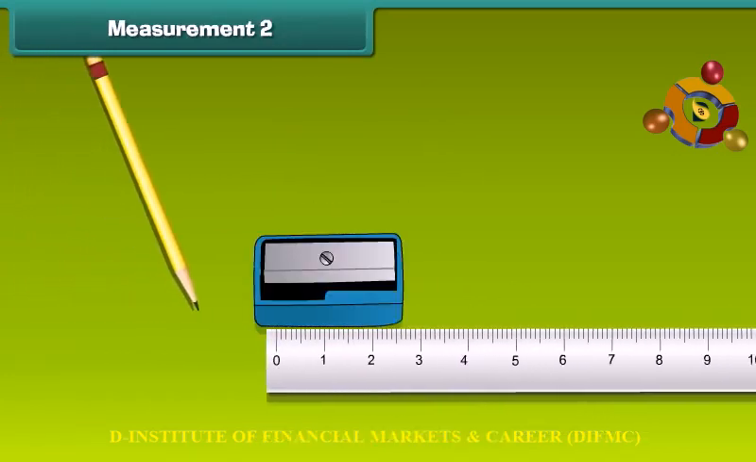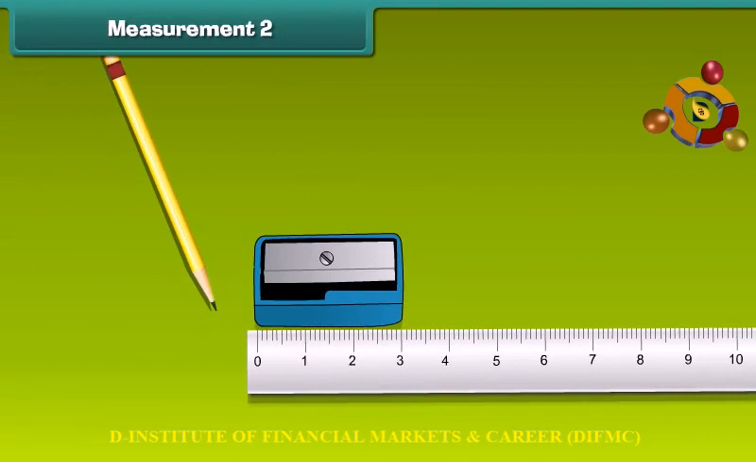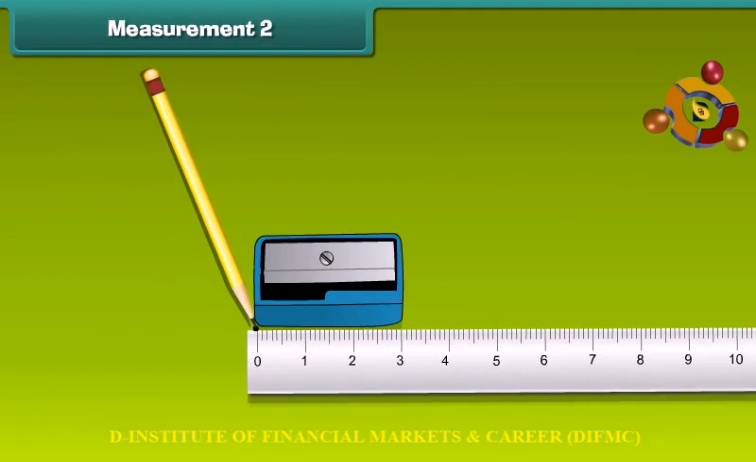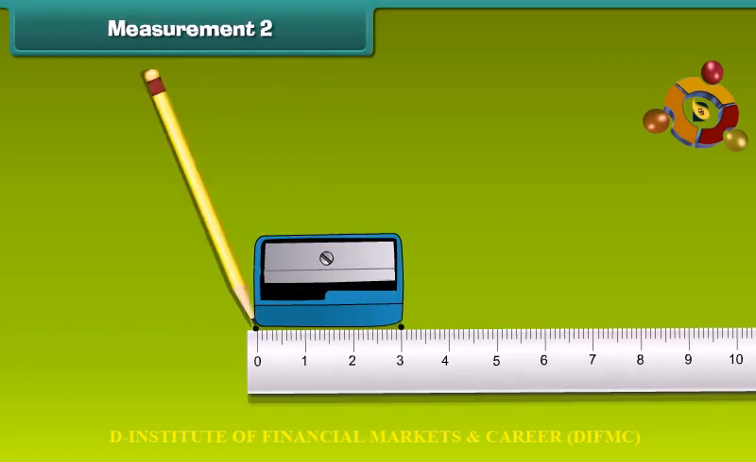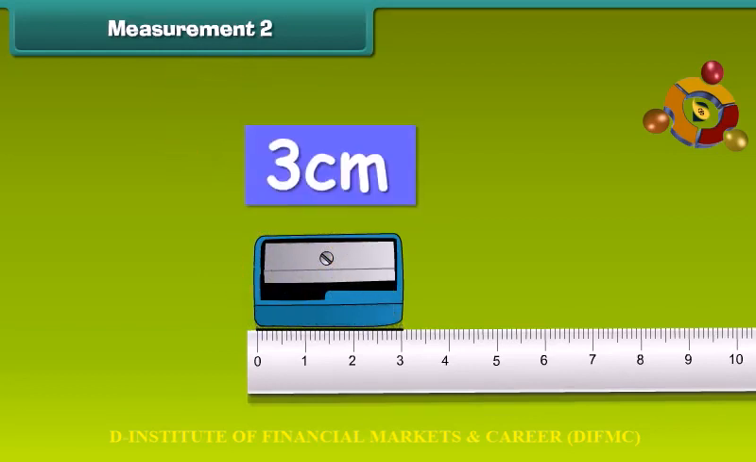Now let us measure a pencil sharpener. Place the sharpener near a scale so that its one end is at 0. The other end of sharpener is at 3. Therefore, the length of this sharpener is 3 centimeters.